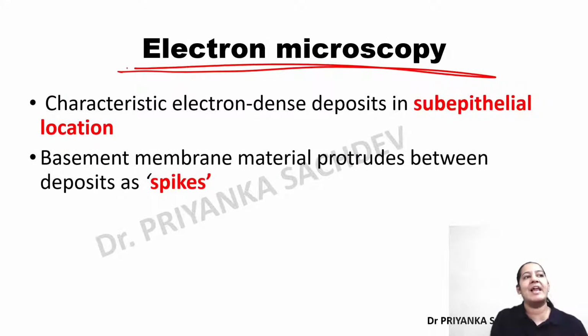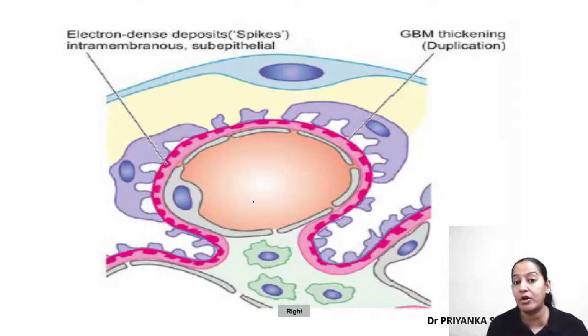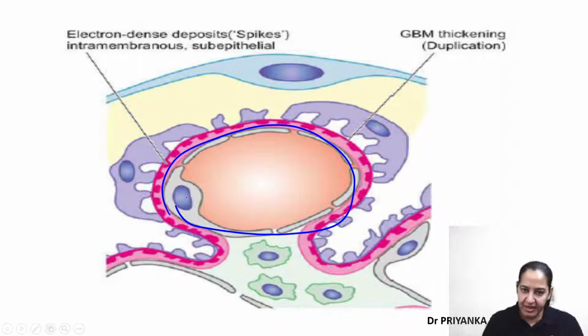Now I am coming to electron microscopy. You already know the location of the deposit. It is subepithelial like PSGN only, but the shape is different. The shape is spiked, not humpy. You can appreciate this is the basement membrane. Everyone appreciate this is the basement membrane. Please appreciate inner is the endothelial. Please appreciate these are podocytes.